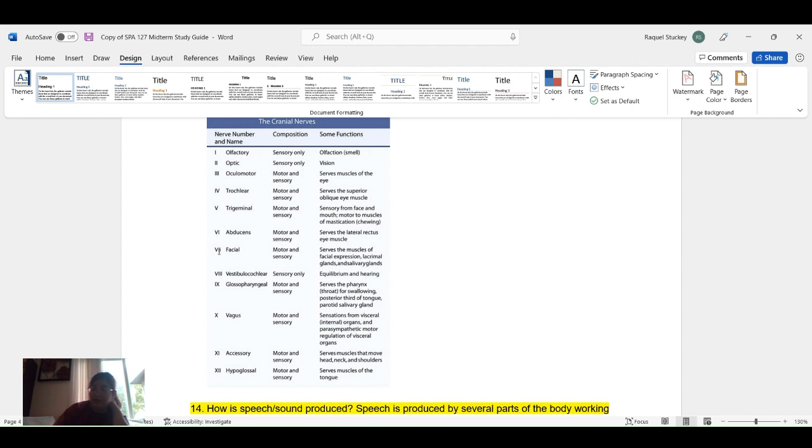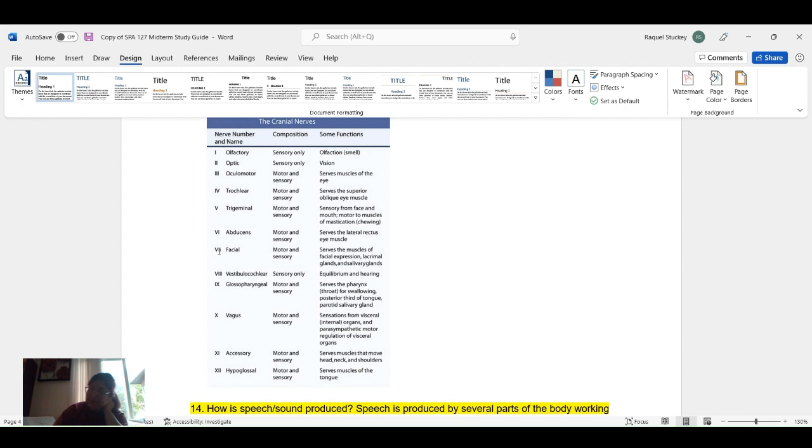Number 9, glossopharyngeal. It's both sensory and motor. Serves the pharynx, throat for swallowing, and the posterior third of the tongue, parotid salivary glands. Number 10 is your vagus nerve. It's both sensation from visceral internal organs and parasympathetic motor regulation of visceral organs.